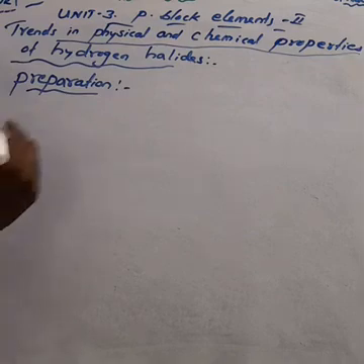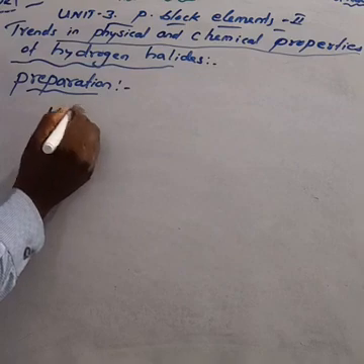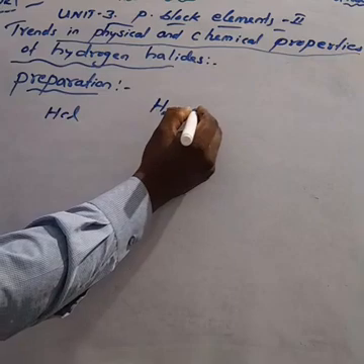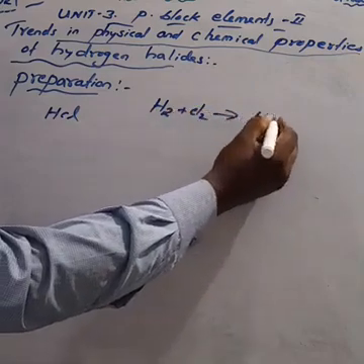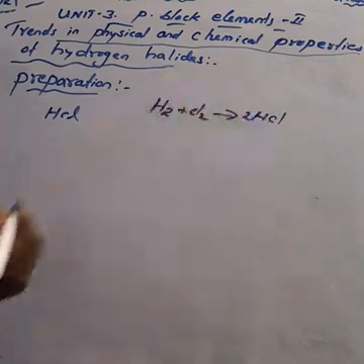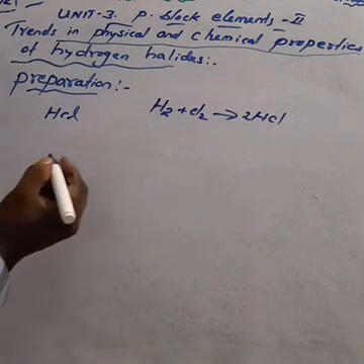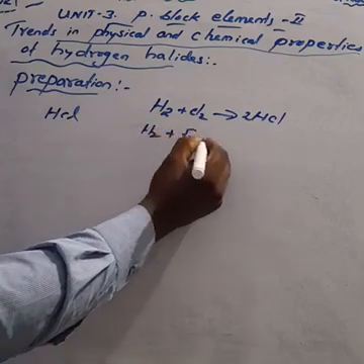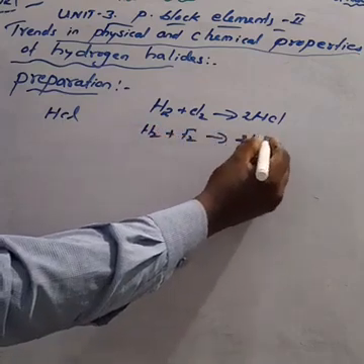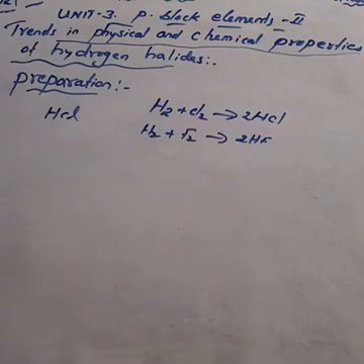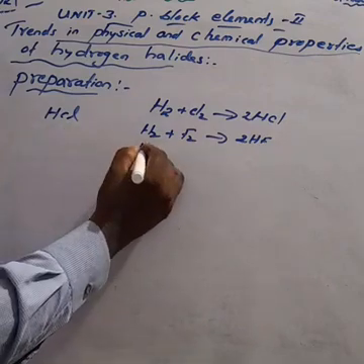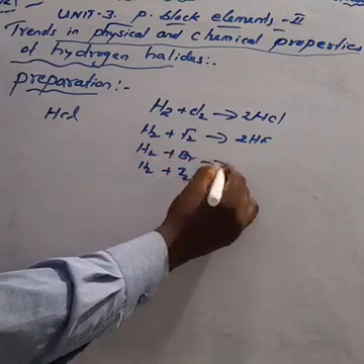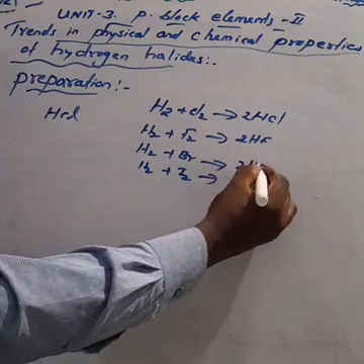How is hydrogen chloride prepared? By the direct combination of hydrogen with chlorine to form hydrogen chloride. How is hydrogen fluoride prepared? It is the reaction between hydrogen and fluorine, which is a violent reaction. The reactions between hydrogen and bromine and between hydrogen and iodine are reversible reactions, but do not produce pure forms.